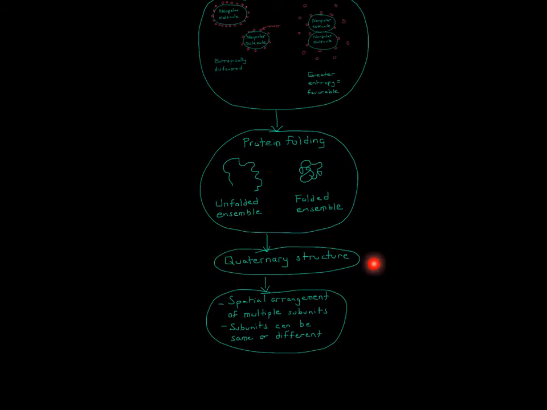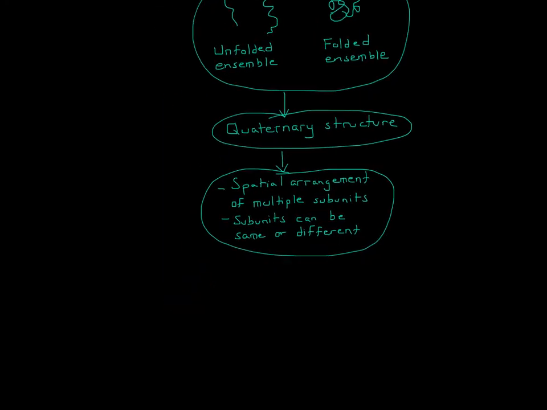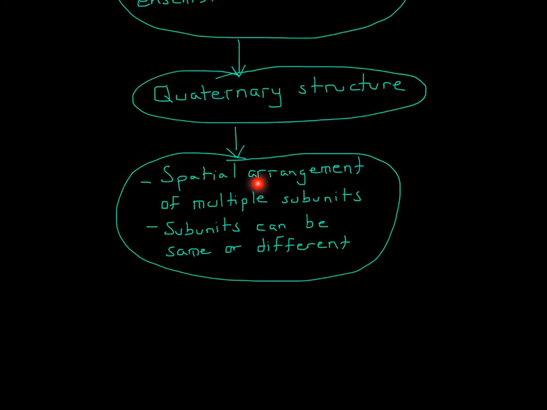So the final level is the quaternary structure. For this level, all it is is the spatial arrangement of multiple subunits, and the subunits can be the same or different. So all it means is it's made up of a bunch of different parts, and those parts can either be the same subunits or they can be different subunits joined together.